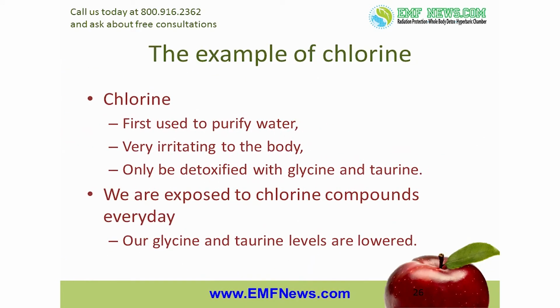Take chlorine, for example. As a disinfectant, chlorine is one of the great public health success stories of the 20th century. When it was first used to purify water in the early 1900s, typhoid fever, cholera, and dysentery virtually disappeared from the U.S. But there is a price to pay for using it. Chlorine is very irritating to the body, so it must be detoxified. And the only way chlorine can be detoxified is with glycine and taurine. Since we are exposed to chlorine compounds with every glass of water we drink and every shower we take, it's easy to see how our glycine and taurine levels are lowered every day.